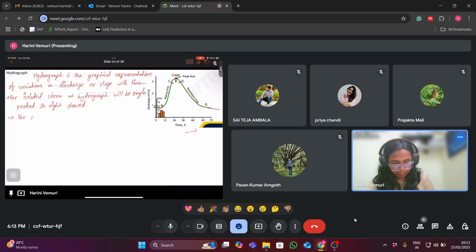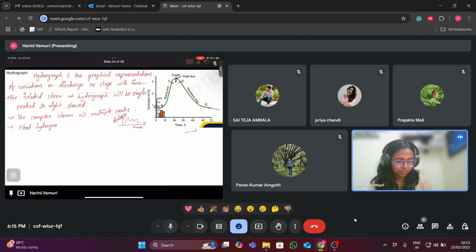And in case of complex storms, suppose we have a rainfall intensity of 2 mm per hour in one hour, and then in the second hour we have 3 mm per hour as intensity. So if we have multiple rainfall intensities in different durations, that is called a complex storm. In that case, we see multiple peaks. The hydrograph might be like this, discharge versus time. A hydrograph is also called a flood hydrograph or storm hydrograph.